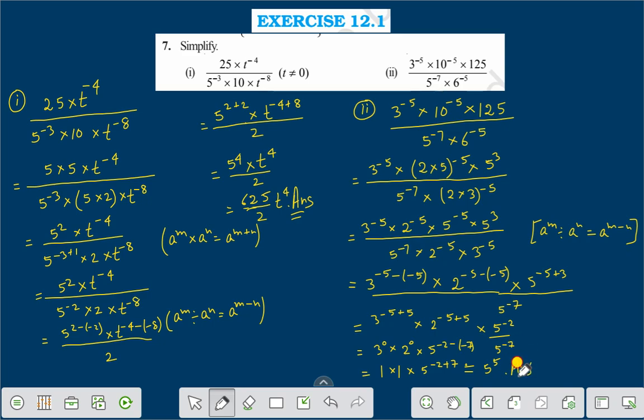Here we have applied the formula that a to the power 0 is 1. You know that the value of a to the power 0 is 1. And we also applied the formula for division, and for multiplication, the formula a to the power m into a to the power n is equal to a to the power m plus n.